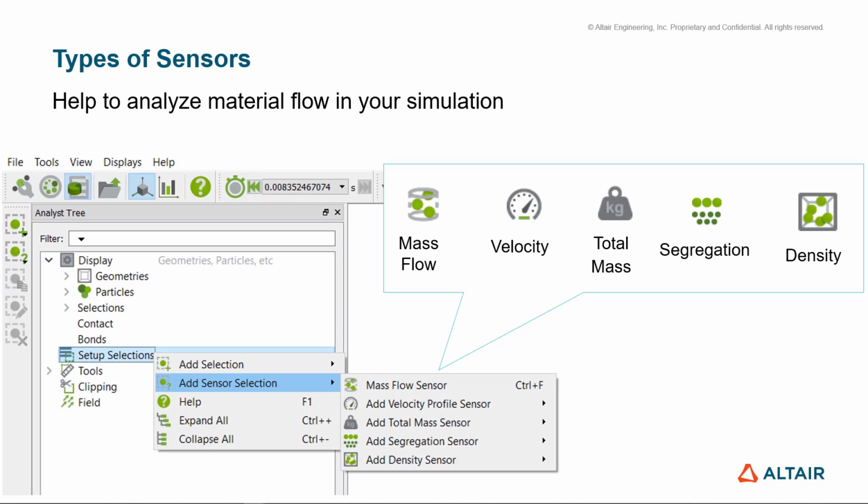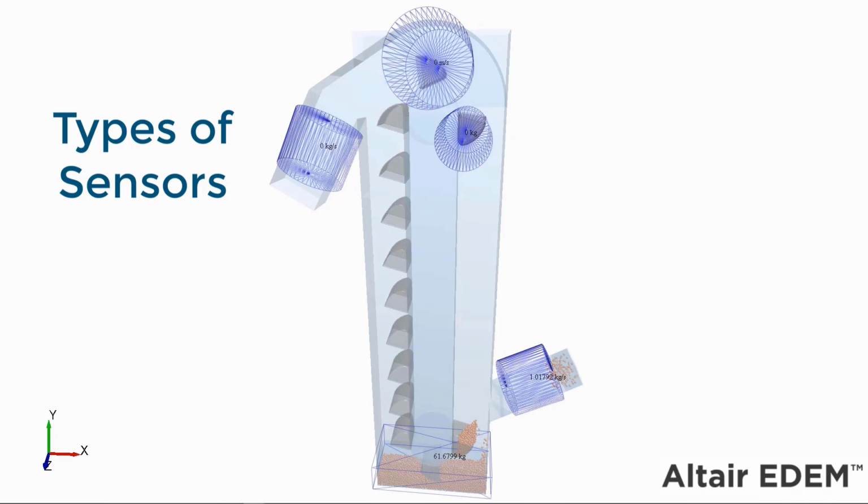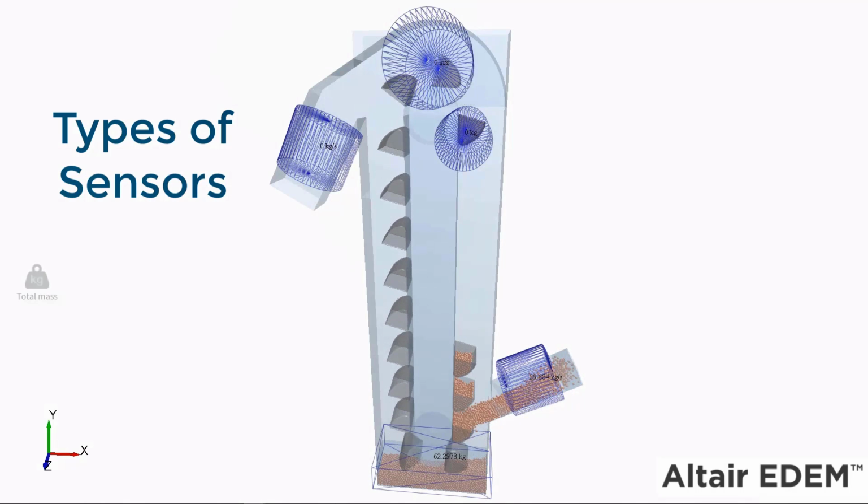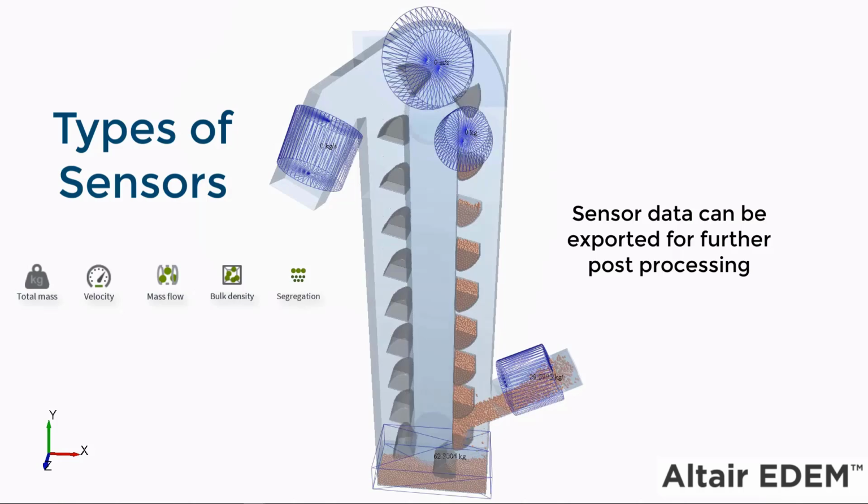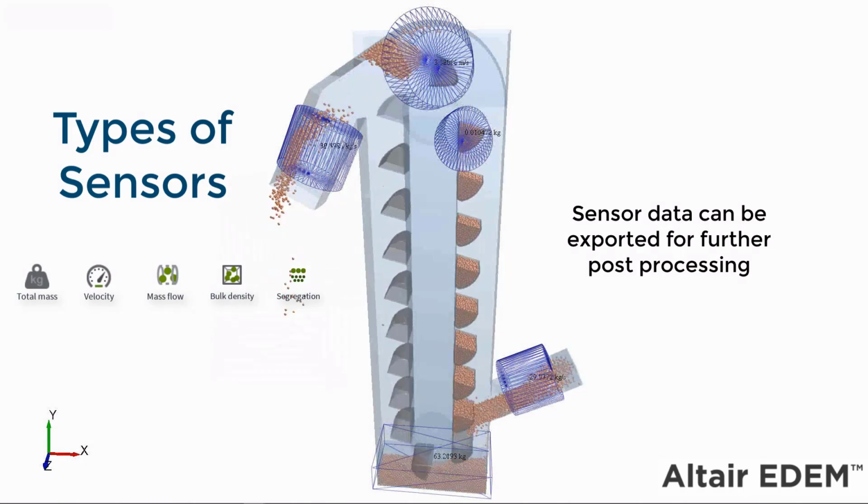Also, you have sensors in the Eden analysis, and they will allow you to measure mass flow rate, total mass, density, and velocity of your ball material. When you use sensors, you are able to see the numerical value on the screen, but also you are able to export that data or do the plots in Eden.